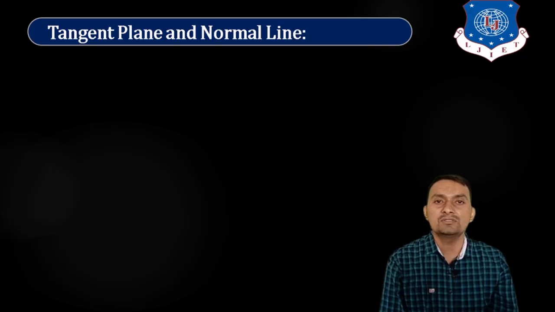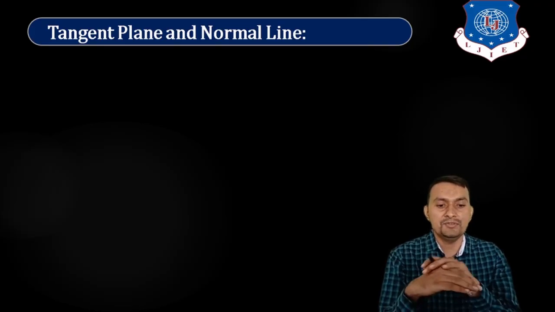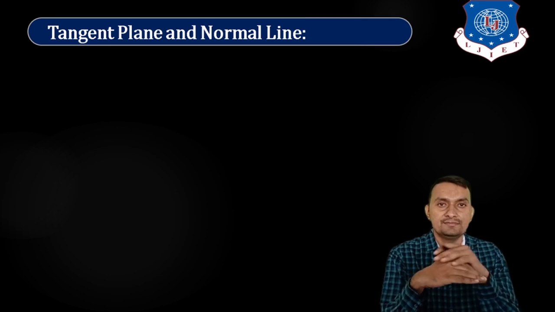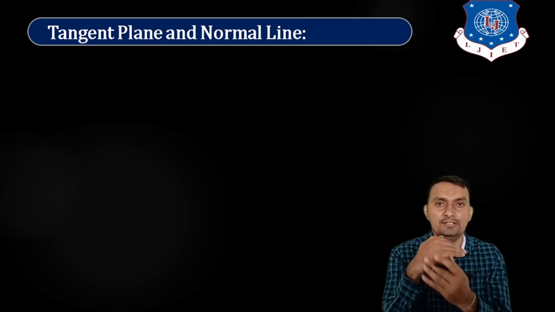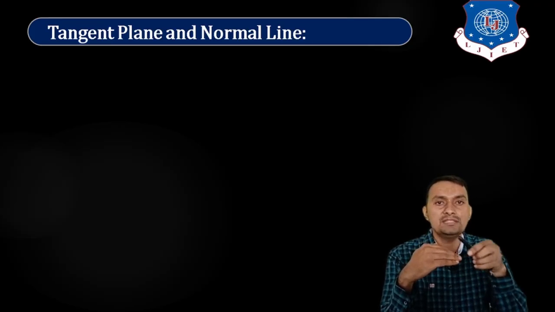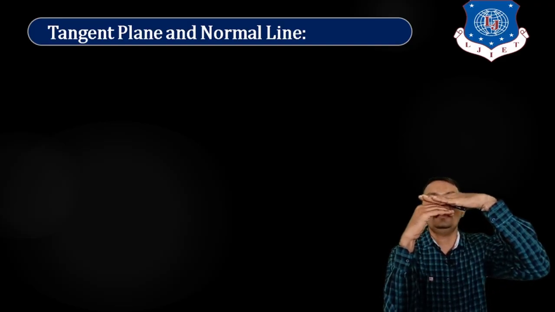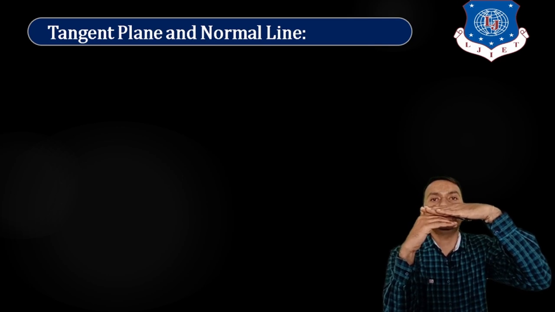Now we discuss the tangent plane and normal line to the surface. Suppose that you are given a surface. Let us assume that this is one kind of surface. At this surface, you can draw a plane, and that plane touches the surface, and that plane is known as the tangent plane.